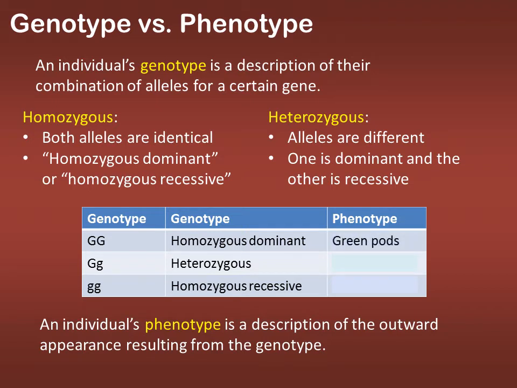So a homozygous dominant individual in this case would have the green pod color because the capital G is the dominant allele for green pods. The heterozygous individual would also have green pods because again it has at least one dominant allele in its genotype. However, the homozygous recessive individual would necessarily have yellow pods, the recessive phenotype.